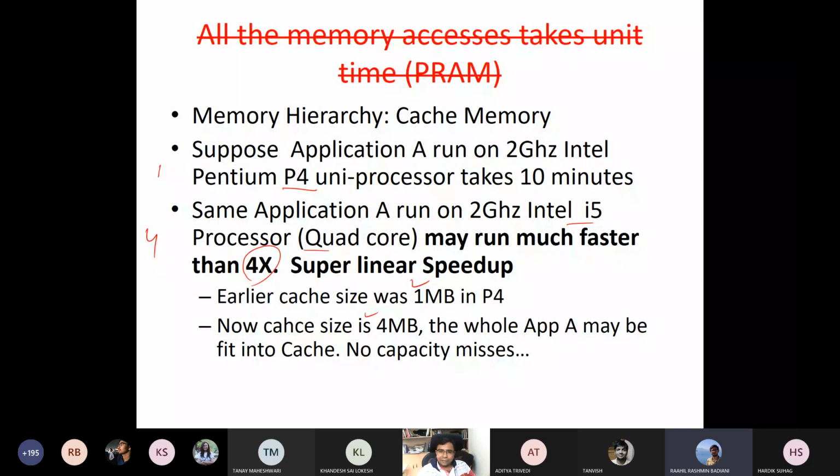So that means it is valid only if all memory accesses take unit execution time. The architecture should be exactly the same, then only it will be valid. Whenever you increase the number of processors, it increases the cache or memory, and that breaks the assumptions. So only if you assume all memory accesses take unit time is it valid. Otherwise, you may get super linear speedup or a different result.